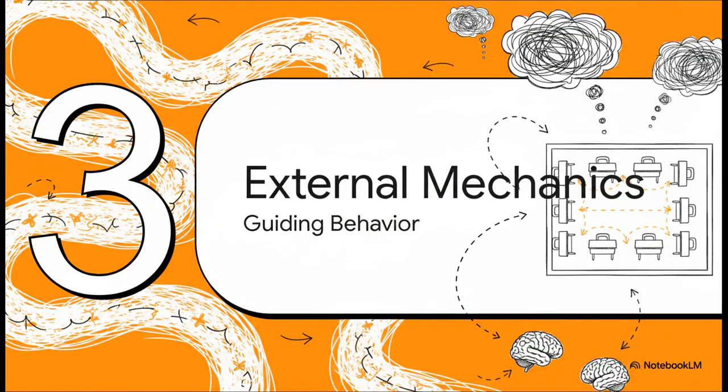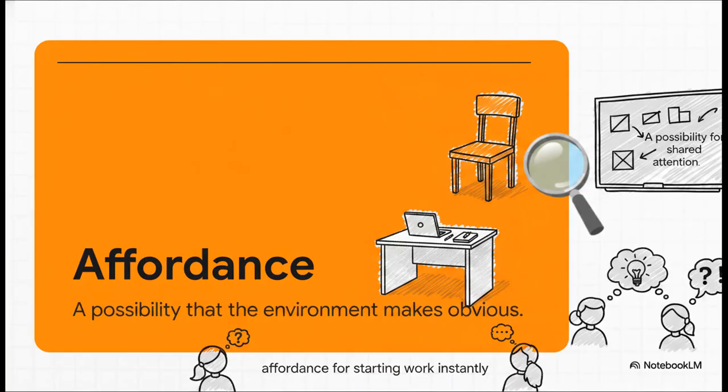All right, section 3, the external mechanics, how we physically guide behavior. So now we look at how the physical room interacts with those mental limits we just talked about, acting as a sort of behavioral landscape.